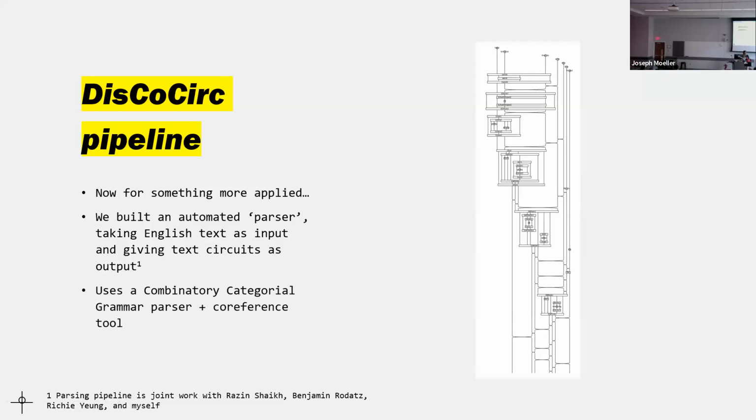And primarily, this software is built on top of a combinatory categorial grammar parser. Additionally, we also use some co-reference tools to deal with matching entities. And the software basically covers everything in the big paper.